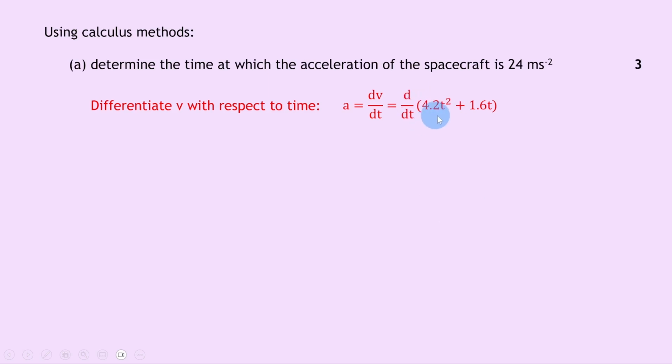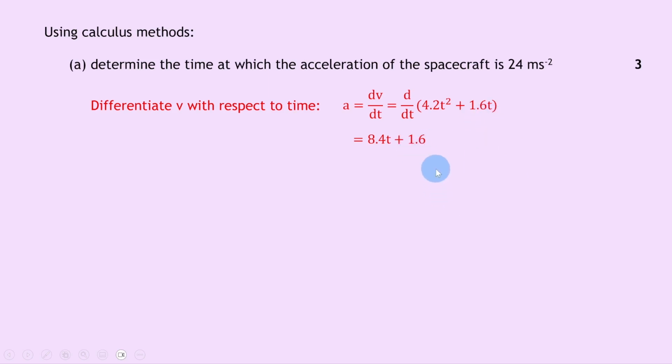So bring the 2 down and multiplying it by 4.2 and then taking 1 away from the power, we'll just leave t for this part, so we get 8.4t, and then if we take the power 1 down and multiply it by 1.6, that just stays as 1.6, and taking 1 away from the power here will give us t to the 0, which is just the same as the number 1. So that's 1.6 times 1, which just gives us 1.6.